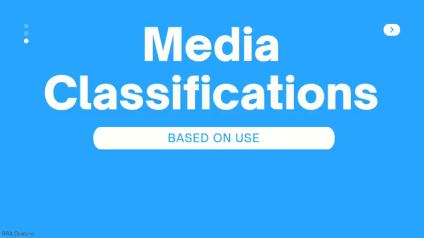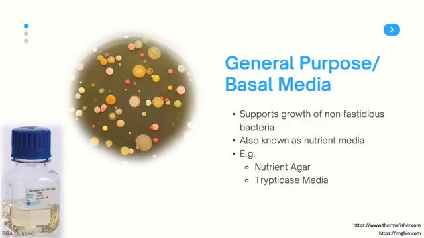Then we can also classify media based on their use. The first classification for this are general purpose or basal media. This kind of media supports the growth of non-fastidious bacteria. When we say non-fastidious, these bacteria do not require complex or additional growth factors to grow.